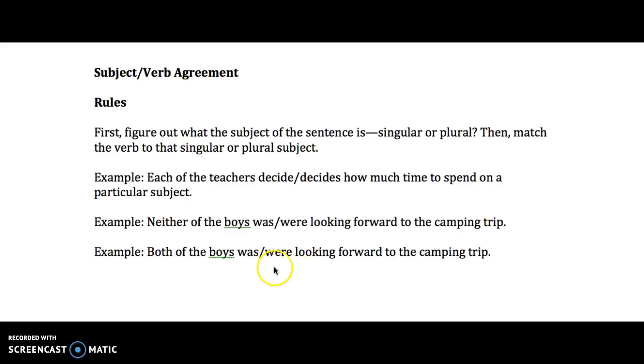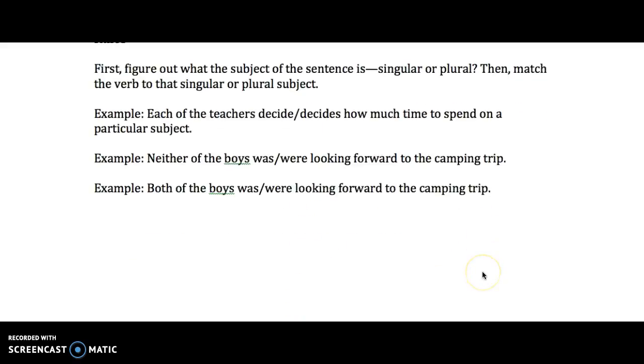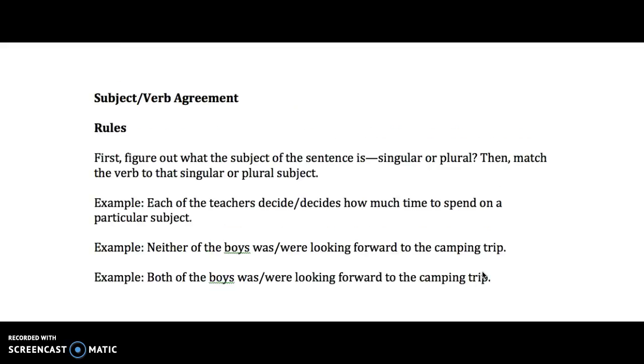Both of the boys were looking forward to the trip. So in other words, if you could say Ted and Andy were looking forward to the trip, Ted and Andy, meaning both of the boys, were. You wouldn't say Ted and Andy was looking forward to the camping trip. Both of them are. It's plural. So we choose were. Hopefully this makes sense.